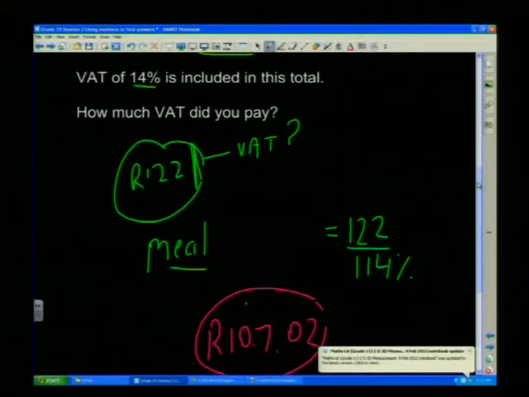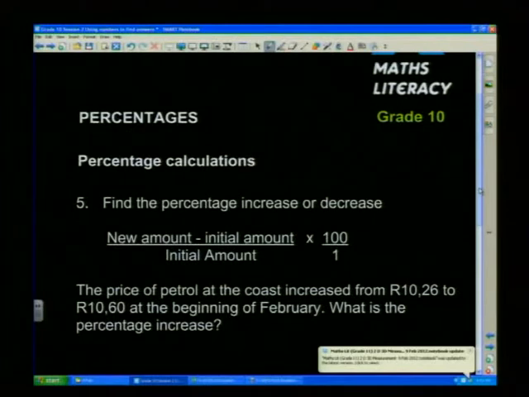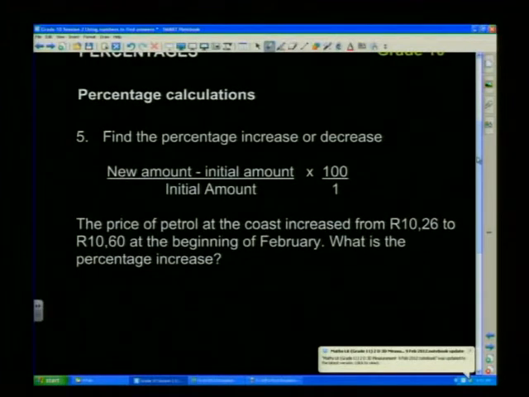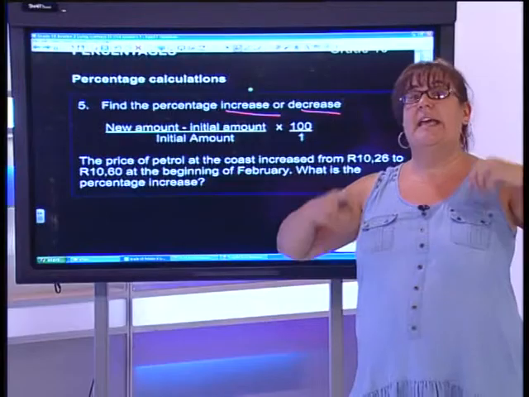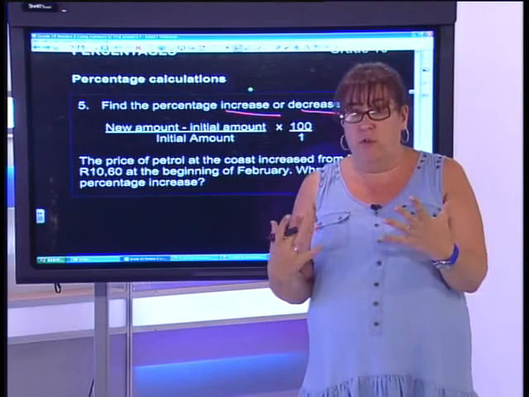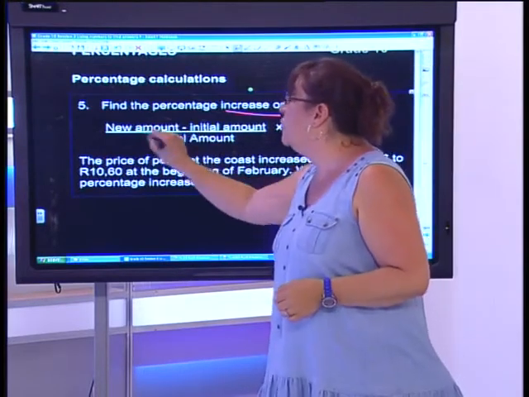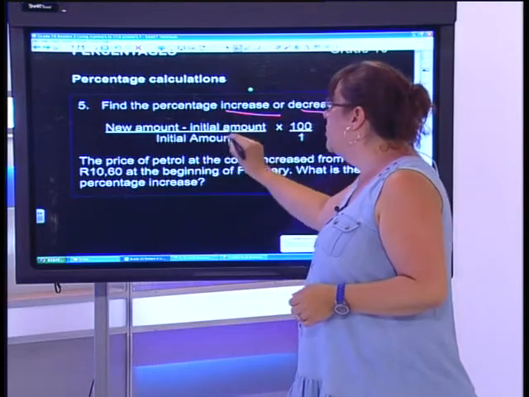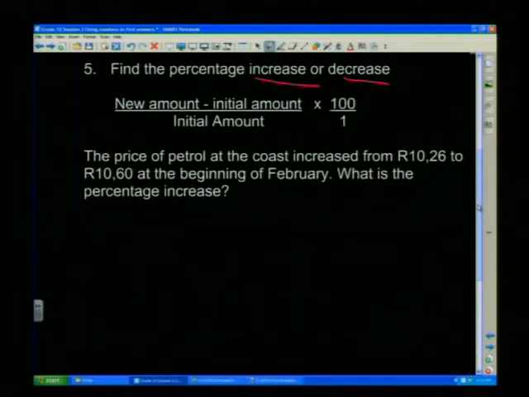Right, let's see if we can quickly go on to the next part of percentage and see how we do this. If we are asked to find a percentage increase or decrease, there's a simple formula for this. They're not going to necessarily give you this formula, so you need to learn it. We've got the new amount, minus the initial amount, divided by the initial amount, times 100. Why are we timesing by 100? We're calculating a percentage.